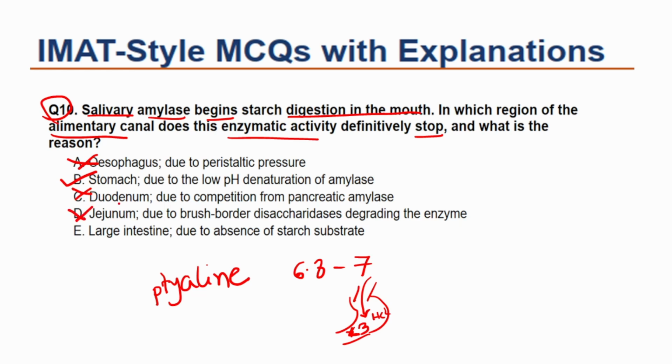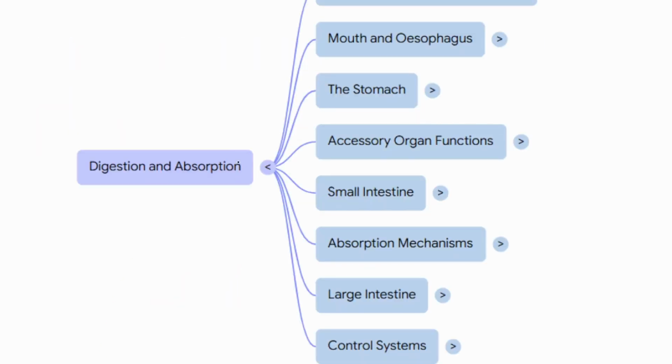Option D is incorrect because jejunal brush border disaccharidases function downstream to split intact dimers like maltose and sucrose, having no protease activity designed to degrade luminal amylase molecules. Option E is incorrect because the enzyme is rendered entirely non-functional long before reaching the terminal segments of the large intestine. And after running a marathon for a few hours, we finally complete lecture 11 on digestion and absorption.